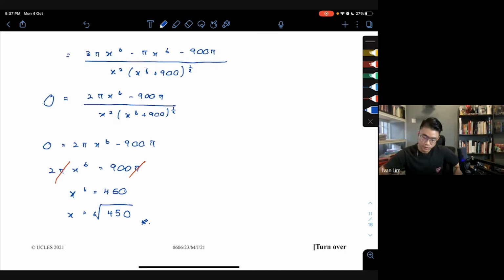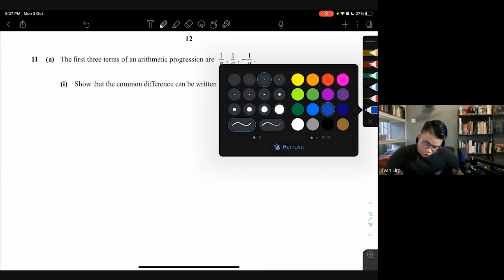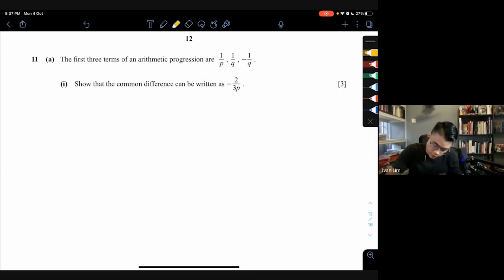Okay, next one. Question 11. The first 3 terms of an arithmetic progression are 1 over p, 1 over q, and negative 1 over q. Show that the common difference can be written as negative 2 over 3p. Okay. We want to prove that d, the common difference, is negative 2 over 3p.